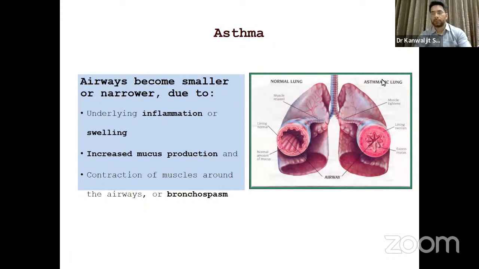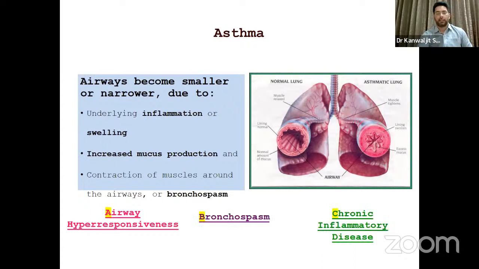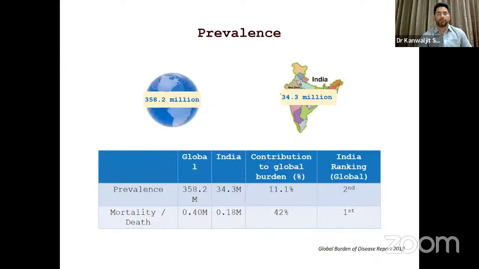So during asthma, the airway becomes smaller and narrower due to the underlying inflammation and swelling, and it is also due to increased mucus production and contraction of the muscles around the airways, which is also called bronchospasm. So asthma is a disease of airway hyperresponsiveness, which leads to bronchospasm, and it is a chronic inflammatory disease. So what is the prevalence of asthma?